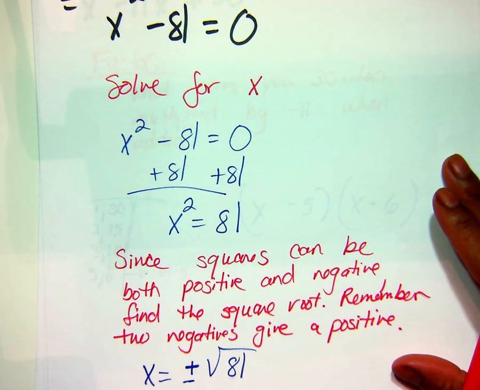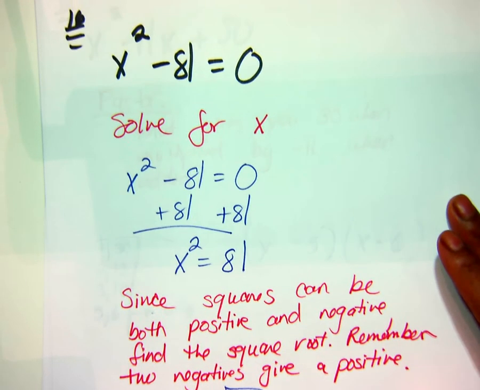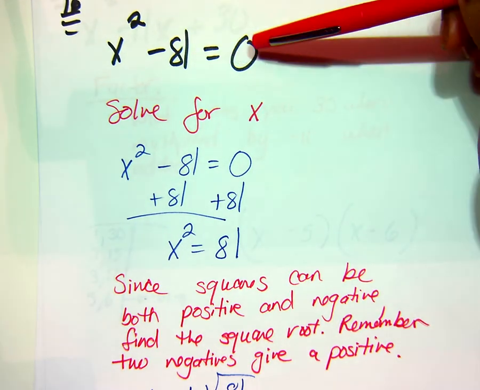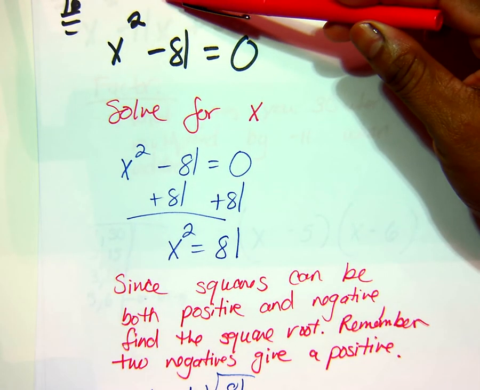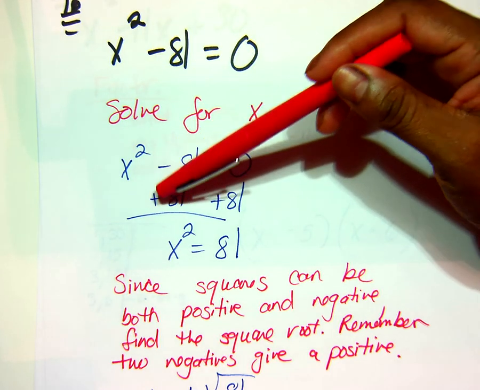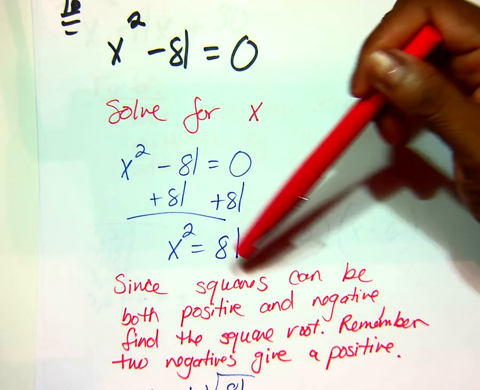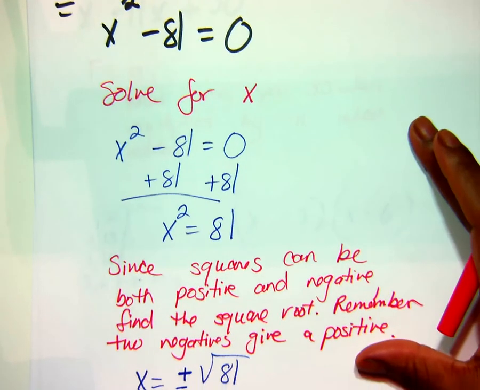Here goes another one in its entirety. I'm going to have to move it up and down for you. It wants you to solve for x. Notice how there's x squared. So I'm going to add 81 to both sides. So now I got x squared equals 81. Now hopefully you can read this part right here.